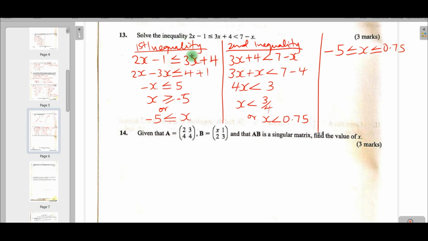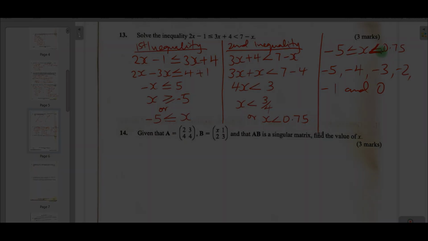So now the combined will be minus 5 is less or equal to x is less than 0.75. Since we need to solve the inequality, the integral values will be, here minus 5 is actually included, so we have minus 5, minus 4, minus 3, minus 2, minus 1, and 0. For integral values, we don't take, actually this is less than.